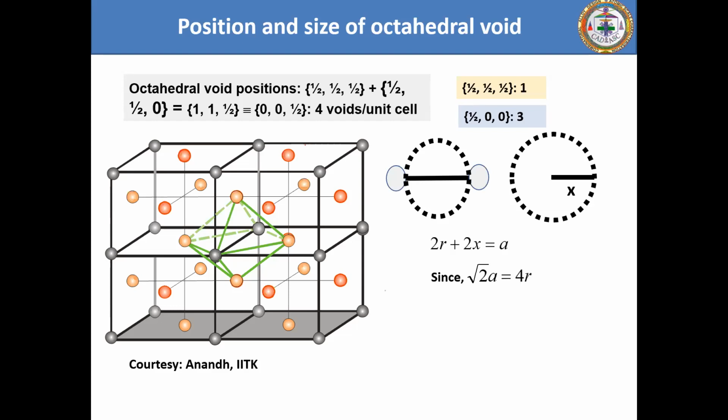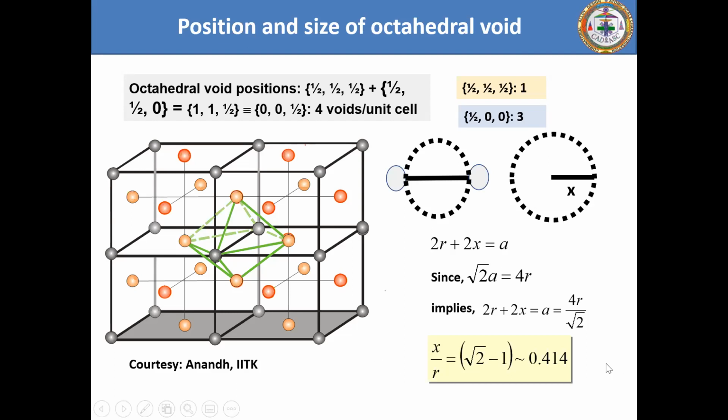So when you talk of this, now I'm talking of FCC. That's what I didn't go into, BCC. Again, the BCC, so thinking will be a bit harder. So okay, root 2a is equal to 4r. Now you have to just put it in this equation. So what do you get ultimately? x by r is equal to root 2 minus 1. It's 0.414.